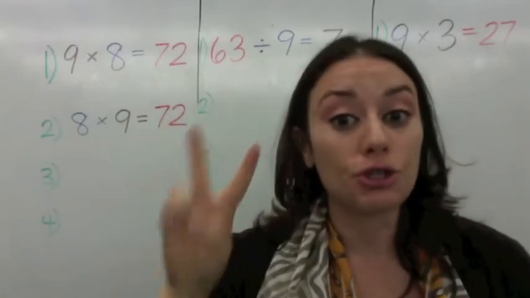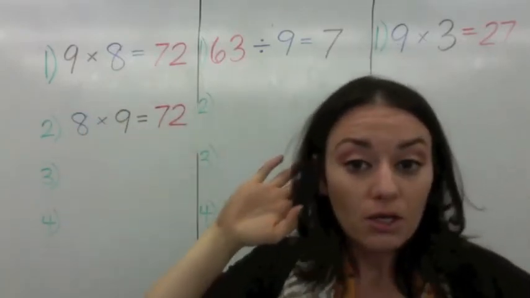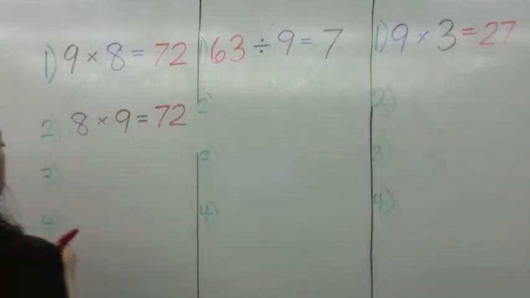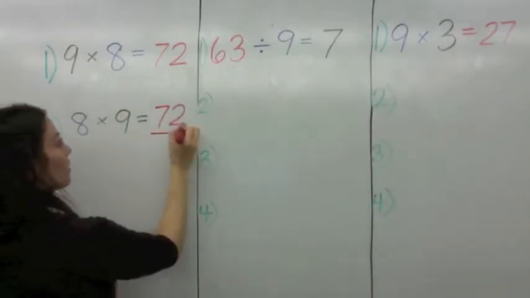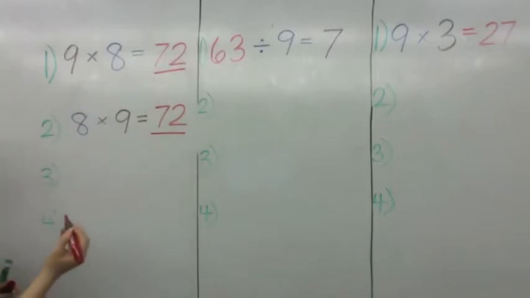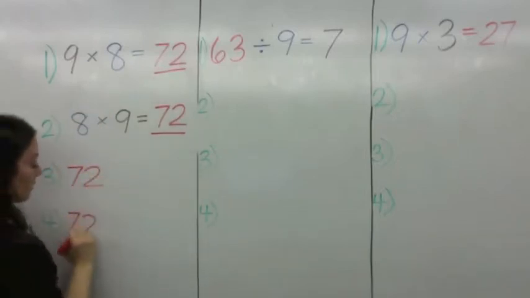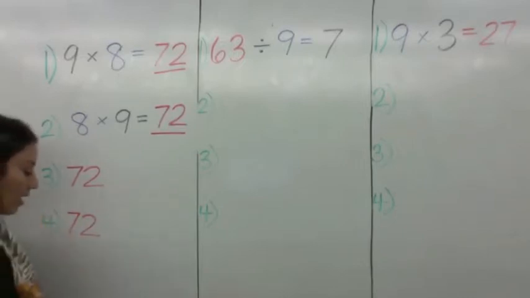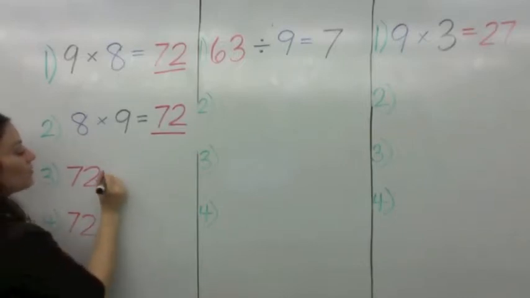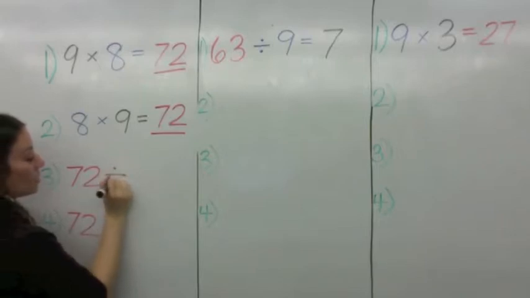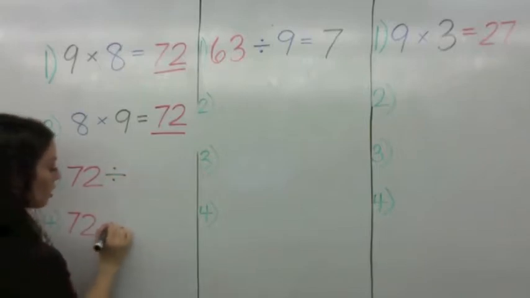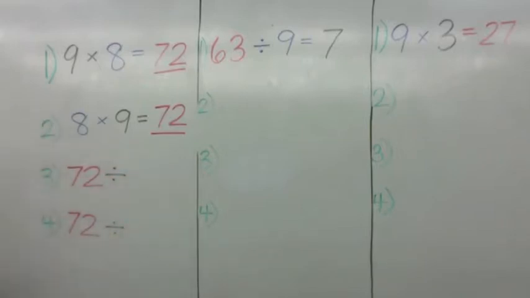Now we need 2 division problems. And you know that you must start with the answer, right? This was the top of the triangle. So we can go ahead and write 72 right here for number 3 and 72 right here for number 4. Now we're going to be dividing, okay? So a division sign is like a subtraction sign with 2 dots, one on top and one on the bottom.